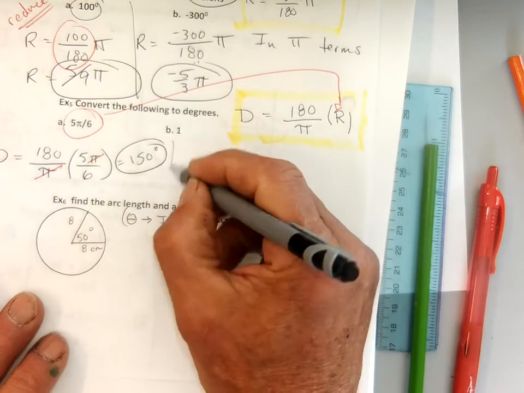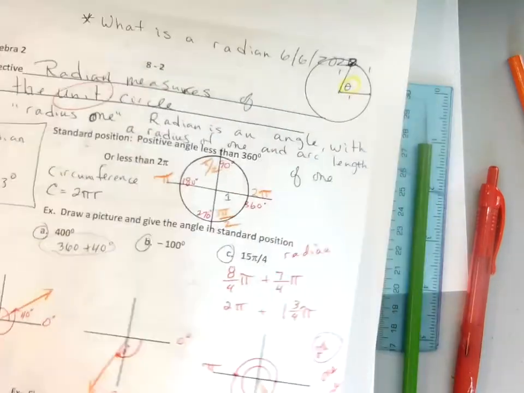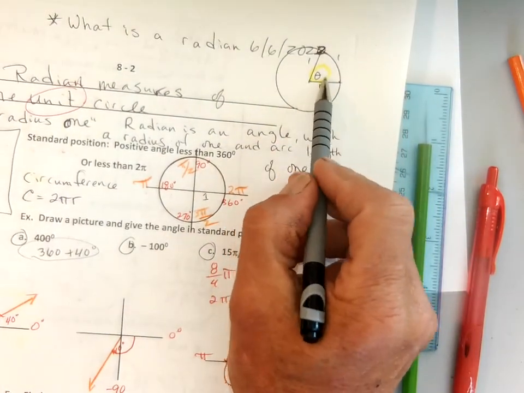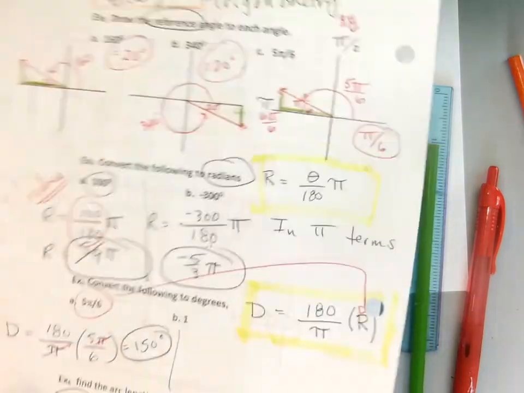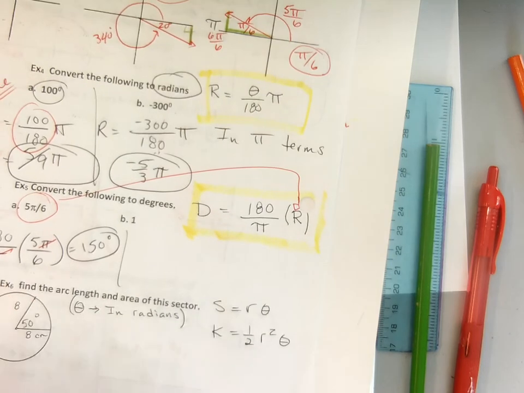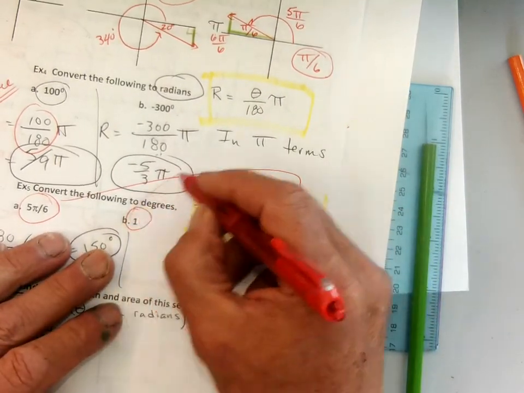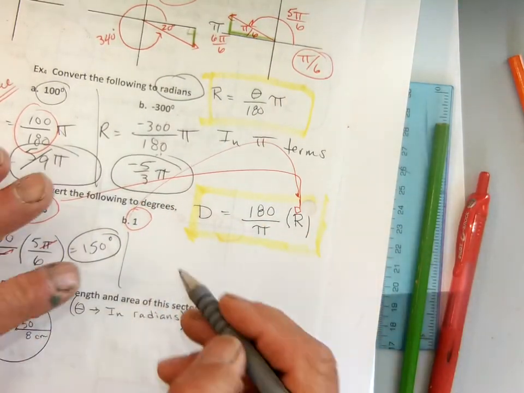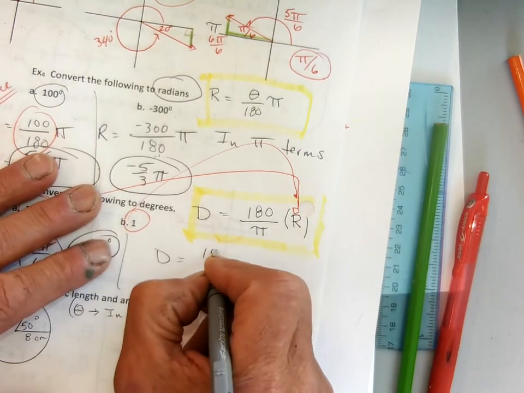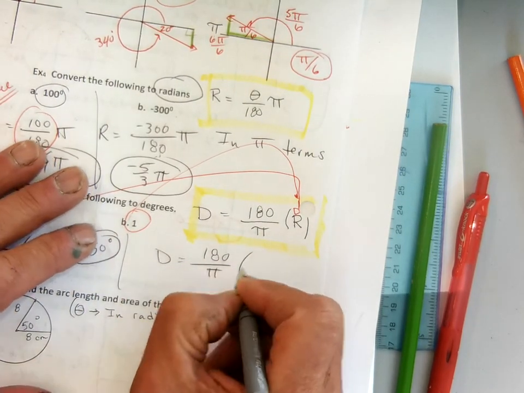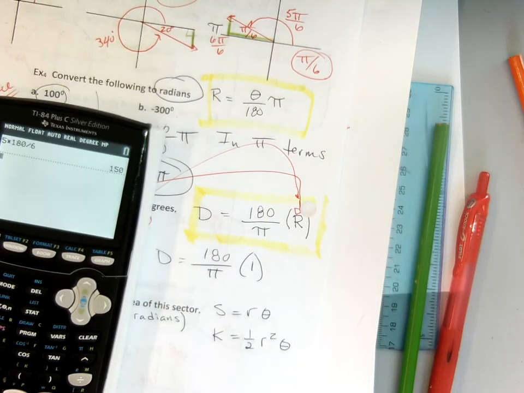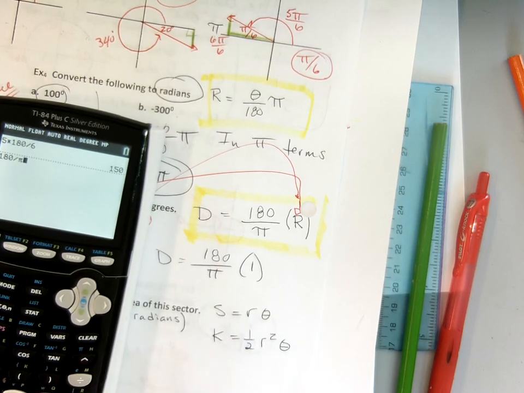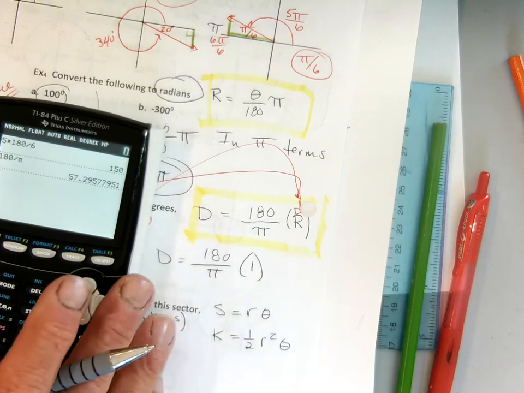Okay, now I told you early on that 1 radian was about 57.3 degrees, didn't I? So we should be able to take our formula and get the same thing. If I take my 1 radian and plug it in here, my degree for 1 radian is 180 over pi times that 1. And then I'm just going to use my calculator, and 180 divided by pi is about 57.3 degrees. What do you know?